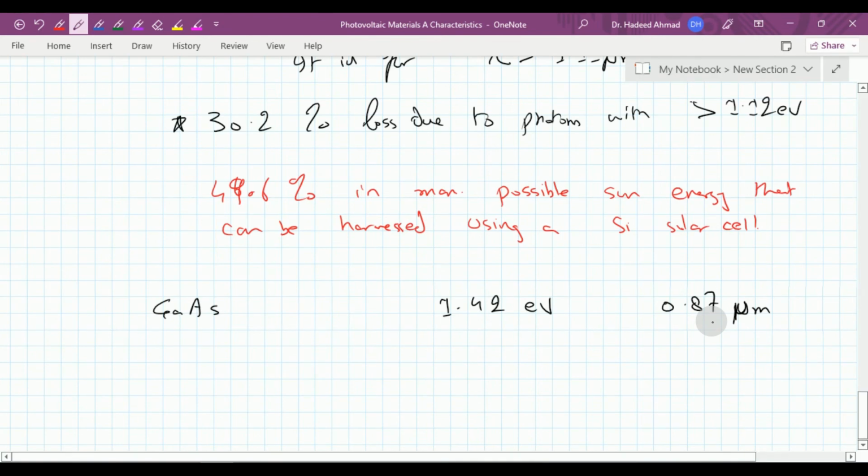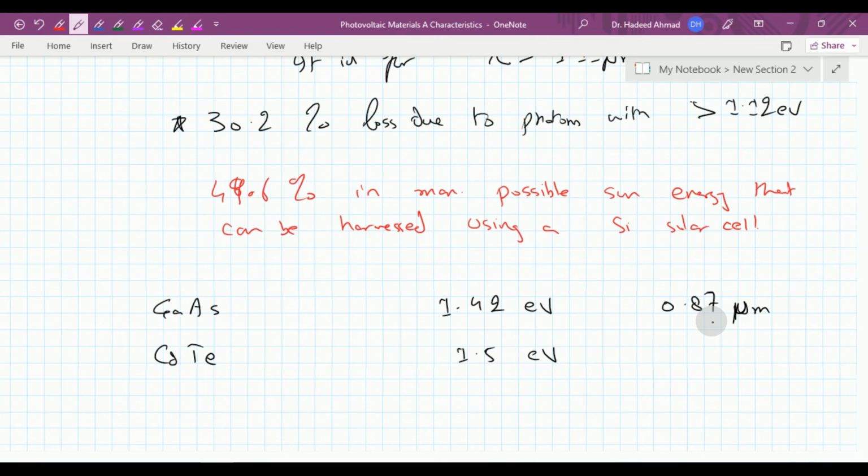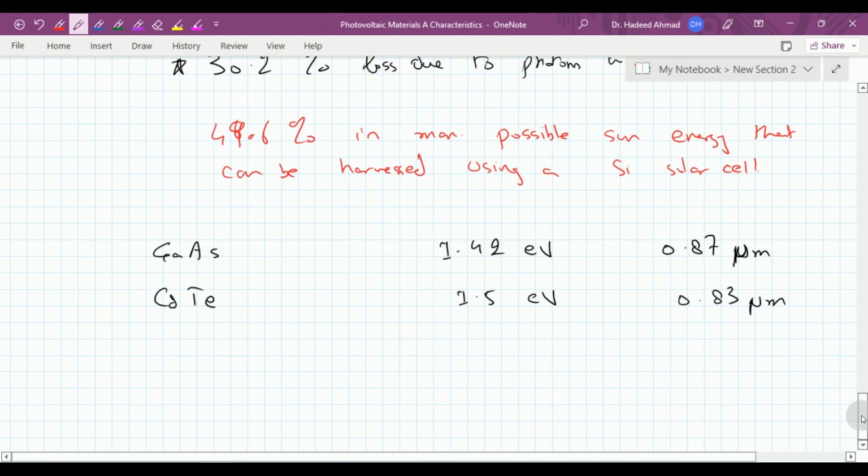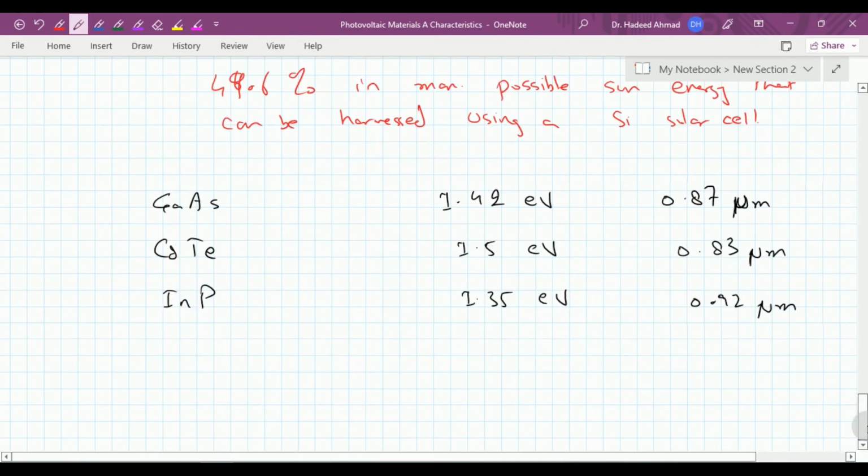Thereafter, we also have cadmium telluride, CdTe. It requires 1.5 eV, and hence the light which is able to knock the electrons off should be less than 0.83 micrometer wavelength. And then we have indium phosphide, InP, which is 1.35 eV with 0.92 micrometer. So the trade-off between the small band gap and large band gap should be discussed now.